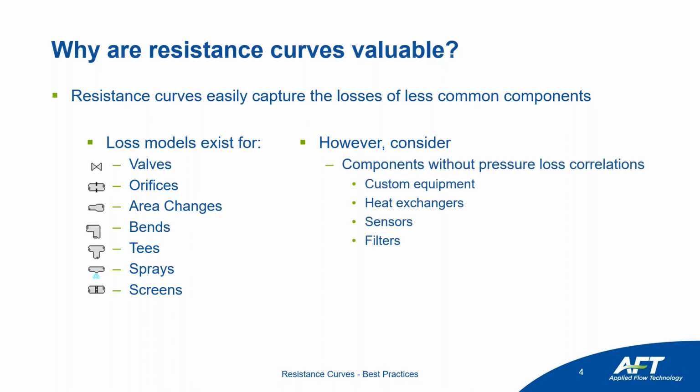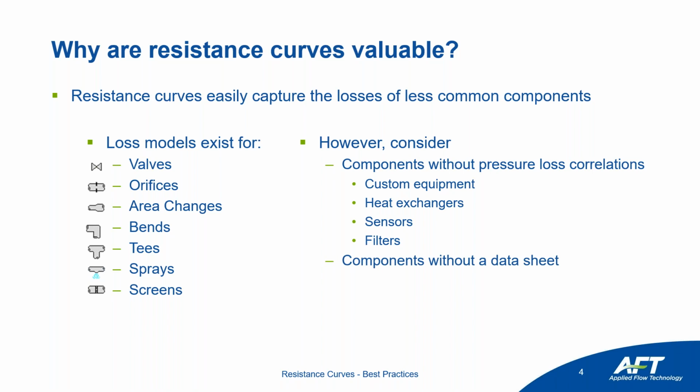For example, if you have custom equipment, I recently talked with a prospect who had 2 pipes that were just welded together at a 90-degree angle, where that may not have the same correlations that a standard threaded elbow might have. Heat exchangers, especially things like plate heat exchangers or heat exchangers that have fouling and other degradation, can be better captured with a resistance curve than with a K-factor that you're guessing at. Other components like sensors, filters, again, anything that doesn't fit neatly into any of these categories, you can capture with a resistance curve because all that we need is a point of pressure loss or head loss at a specific flow rate.